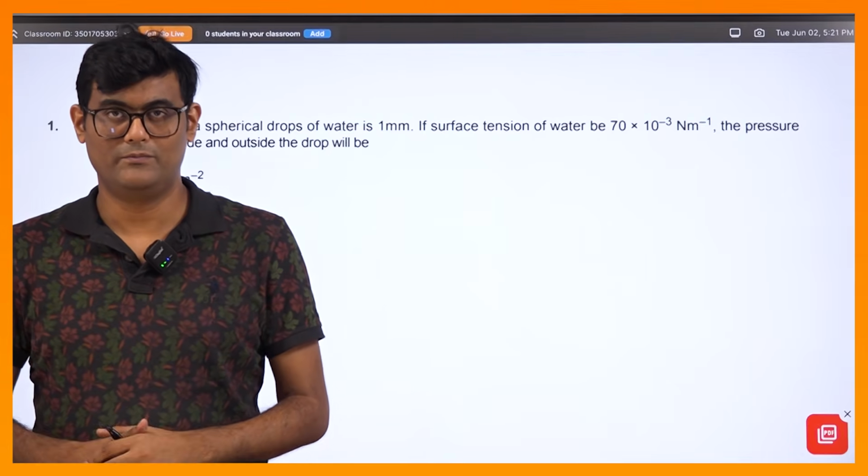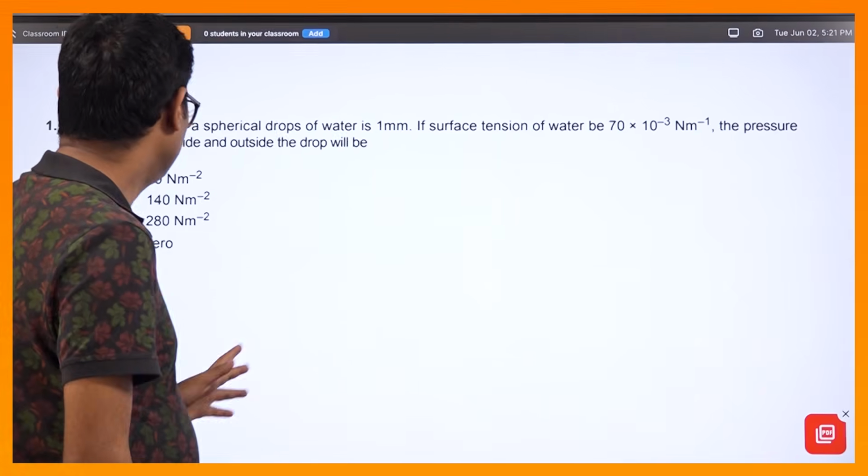Hello everyone, welcome to physics paper discussion of Re-NEET Mock Test 4. Let's see what we have in our paper. We'll start with the first problem.